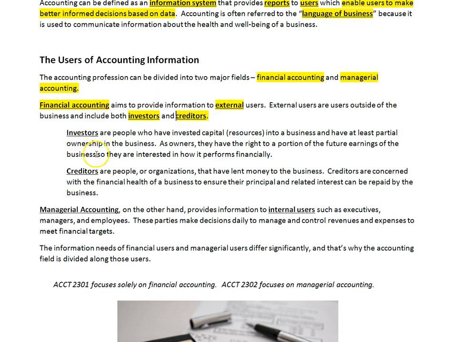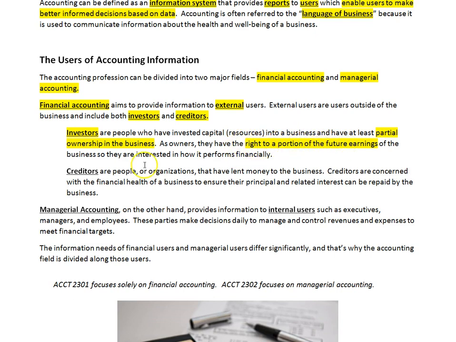Alright, investors and creditors are similar because they both have money or capital that they have put into the business. They just have a different legal agreement in exchange for it. Investors are people who have invested capital into a business and then in exchange they get a partial ownership in the business. So investors are going to be partial owners. As a benefit of being a partial owner, they have a right to the future earnings, or at least a portion of those future earnings of the business.